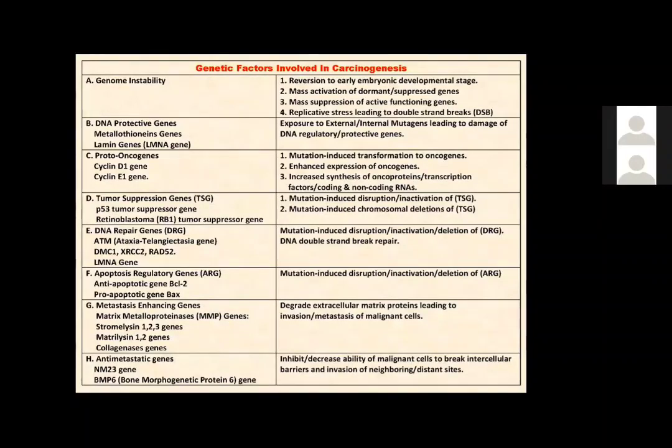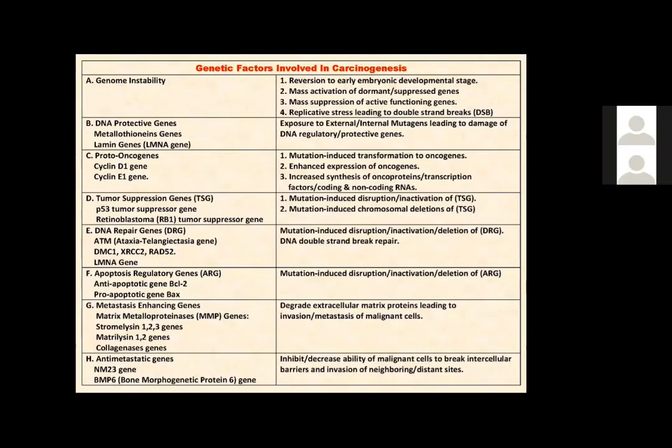Genomic stability is disrupted in cancer by a major mechanism, which is replicative stress leading to double-stranded breaks. Double-stranded breaks means breaks in both strands of the DNA. During replication under stress, we get what we call replicative stress. This replicative stress leads to disruption of the proofreading mechanism during cell division, and we get double-stranded breaks.